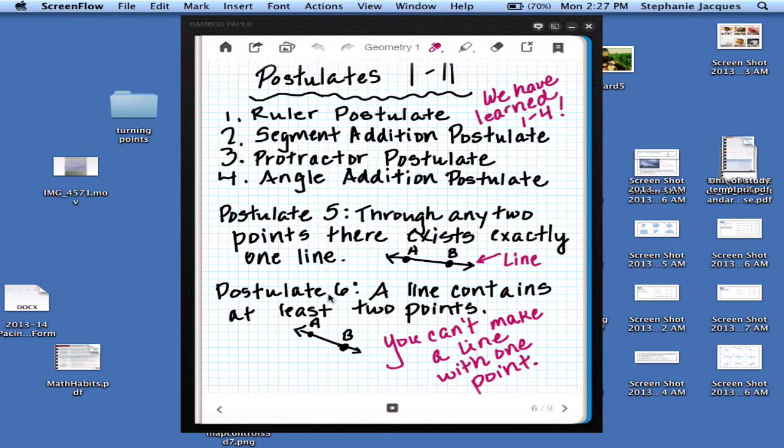Postulate number 6. A line contains at least 2 points. This is common sense. If you have 2 points, you can make a line. You could have more, that's why they say at least. But you can't make a line with just 1 point. That's just a point, a dot. So that doesn't work. So postulate 6, a line has 2 points.